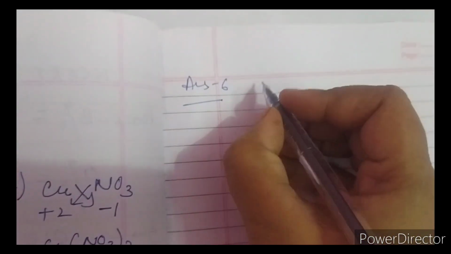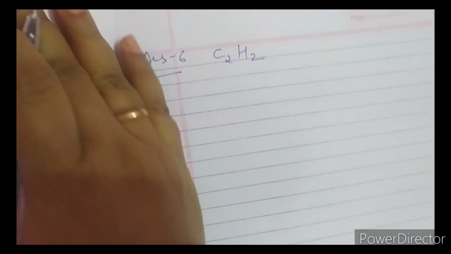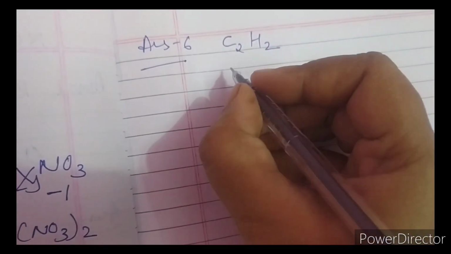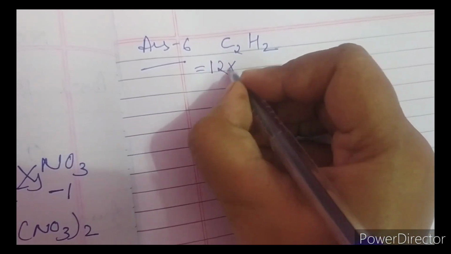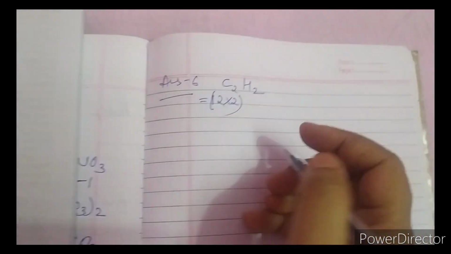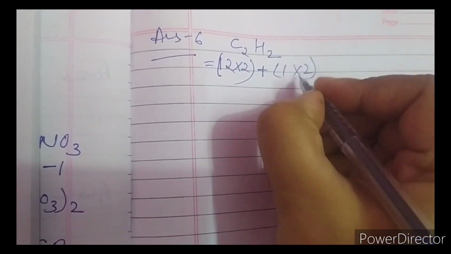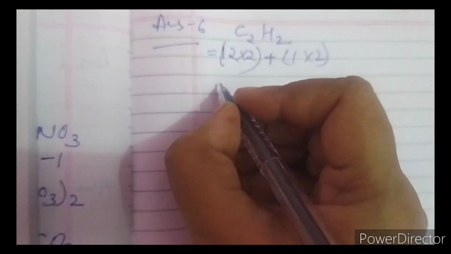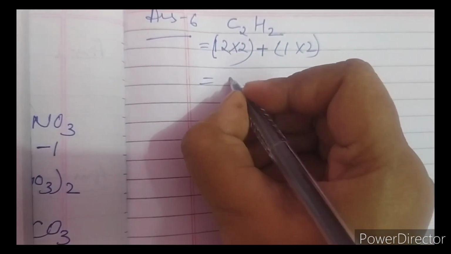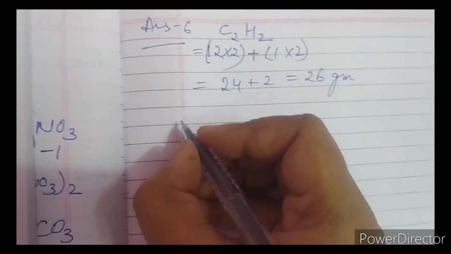First is ethyne. So let's see how we will calculate. Ethyne is C2H2. For this you must know the atomic mass of the individual elements. So carbon is 12. So we'll write here 12 into 2. Number of atoms are multiplied and then they are added, 1 into 2. So there will be plus in between the elements and number of atoms will be multiplied. 12 twos are 24 plus 2, that will be equal to 26 gram or unit or AMU.